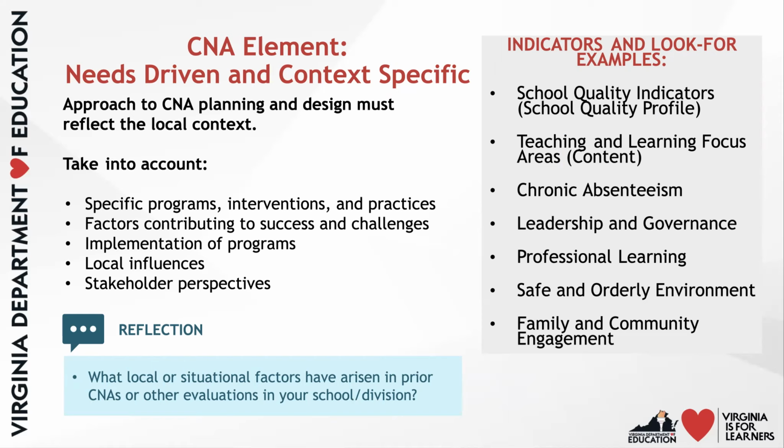You will consider, what do you have? Specific programs, the factors that are contributing to the successes and the challenges, local influences, and always coming back to that stakeholder perspective, right? That counts here too. So to the right are some indicators and examples of look-fors that you may utilize to ensure you have this element in your CNA. So the school quality indicator can be found on your school quality profile. There's a teaching and learning focus, possible chronic absenteeism, leadership and governance, professional learning, the culture, safe environment, and even engagement of family and community.